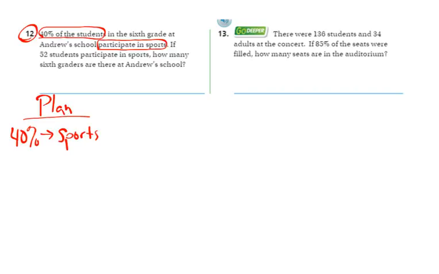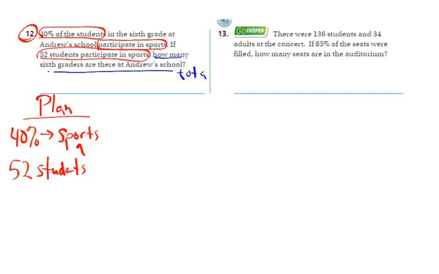If 52 students participate in sports, well, I know there's 52 students that participate in the sports. There you go, just understanding what the problem's asking me to do. And that's participate in sports. How many 6th graders are at the school? So we want to know the whole amount of students, the total, or the whole.